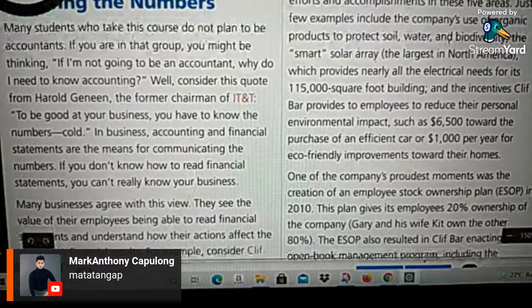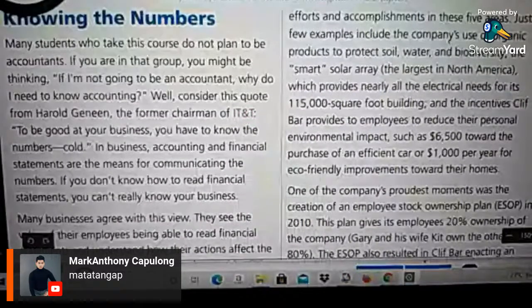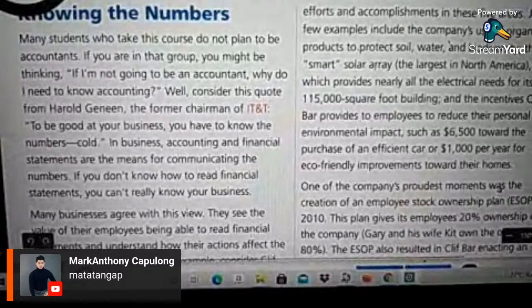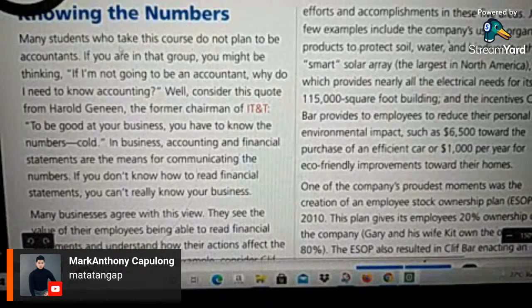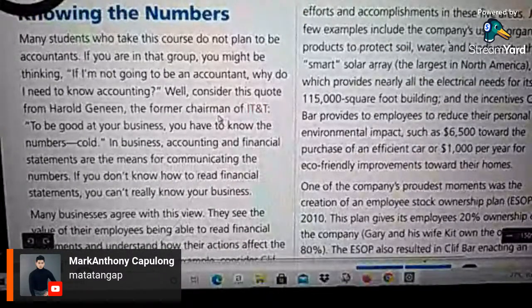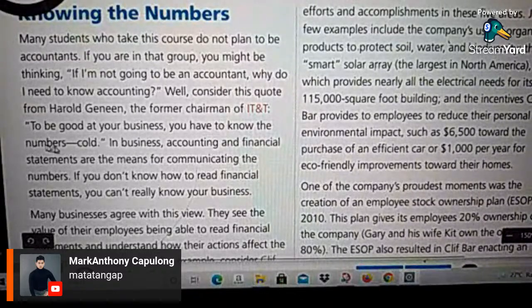Okay, so knowing the numbers. Many students who take this course do not plan to be accountants. If you are in that group, you might be thinking, I'm not going to be an accountant. Why do you need to know accounting? Well, consider this quote from Harold Geneen, the former chairman of ITT, a world-leading communications company. To be good at your business, you have to know the numbers. Accounting and financial statements are the means for communicating the numbers in business. If you don't know how to read financial statements, you can't really know your business.